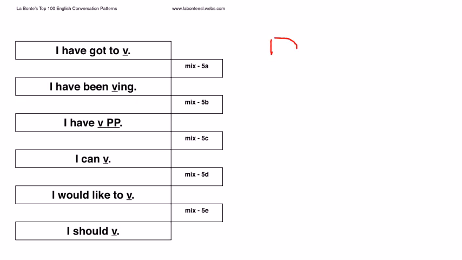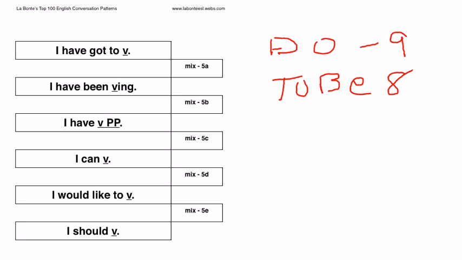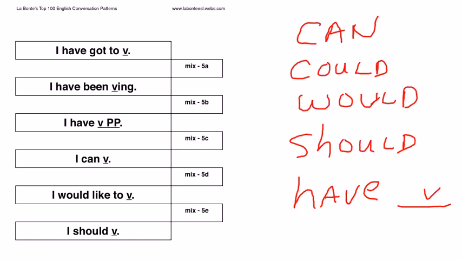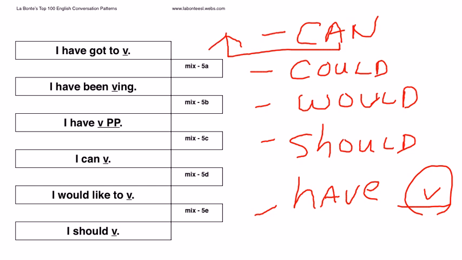Up to this point, we've learned 9 patterns which use do, combinations of do with the question, with the verb to be. We've learned 8 patterns, learning that question format. So today we're going to learn 6 patterns which are exceptions to this rule of using do and to be. The basic rule of thumb that I give students is that in a sentence, if can, could, would, should, or have with a verb is used, these go to the front of the sentence in order to make the question format.